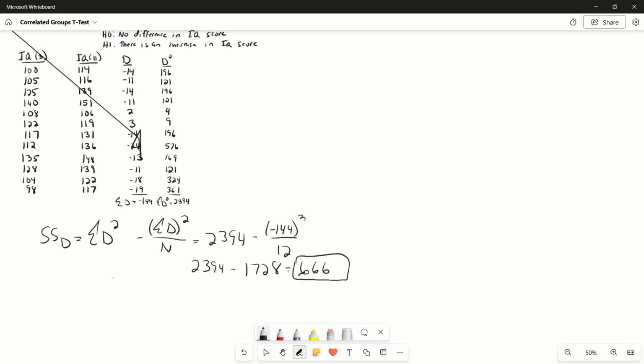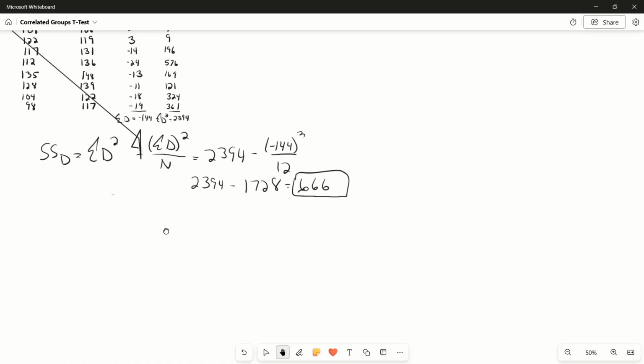Oh, that's pretty apprehensive there. So we got 666. Okay. I assure you, it's not an inherently evil problem. It's pure coincidence. Okay. So that's the sum of squares of d.